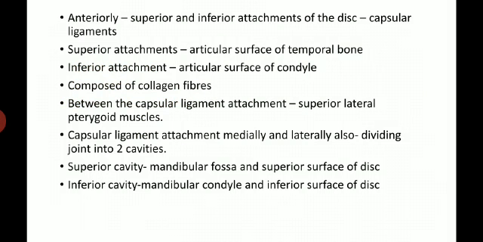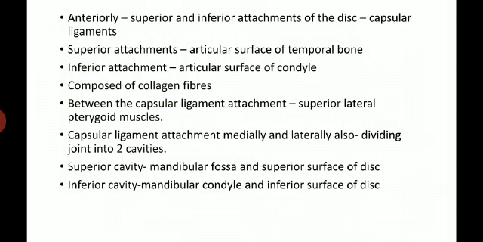The capsular ligament attaches medially and laterally and also divides the cavity into two. The superior cavity is formed by the mandibular fossa and the superior surface of the disc, and the inferior cavity by the mandible condyle and the inferior surface of the disc.